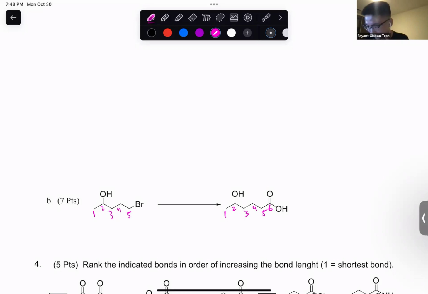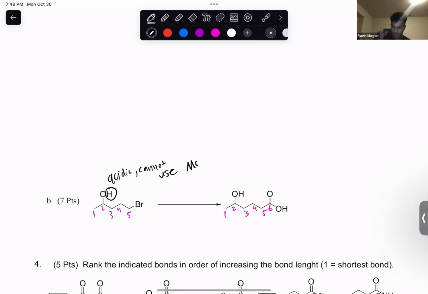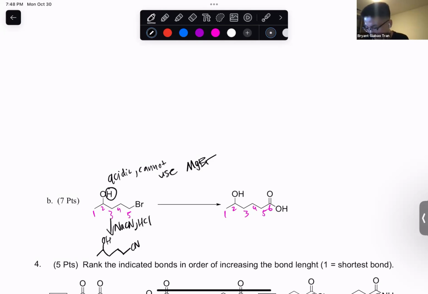MgBr? Acidic hydrogen on the... Yeah, right here, acidic. We cannot use MgBr. So the first thing is NaCN, HCl, which does an SN2 reaction and converts the bromine into a nitrile. Nitrile. Okay. And now we have the right amount of carbons that we wanted.